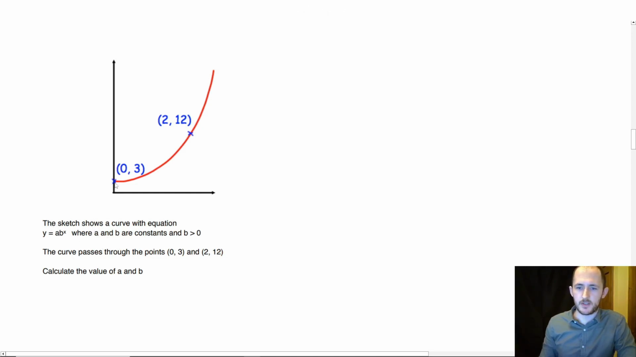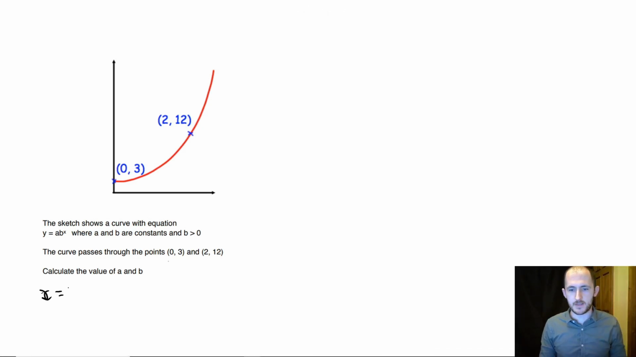So the sketch shows the curve with the equation y equals ab to the power of x, where a and b are constants and b is greater than 0. The curve passes through the points (0, 3) and (2, 12). Calculate the values of a and b. Again, immediately I can say a is going to be 3, right? But if you're ever unsure, just sub in the values.